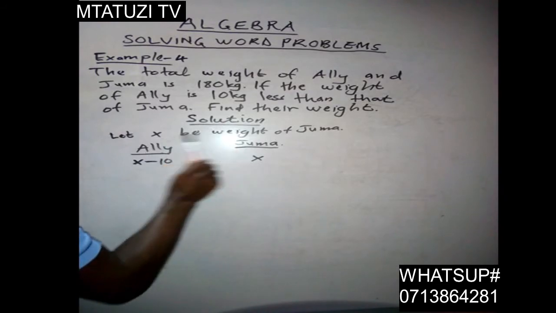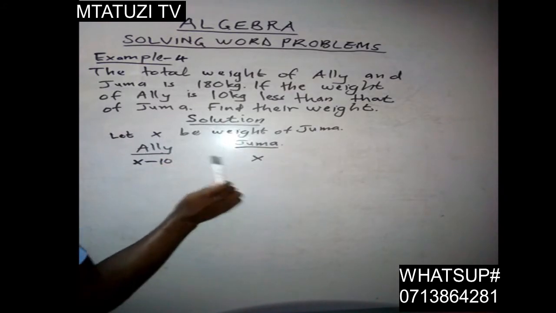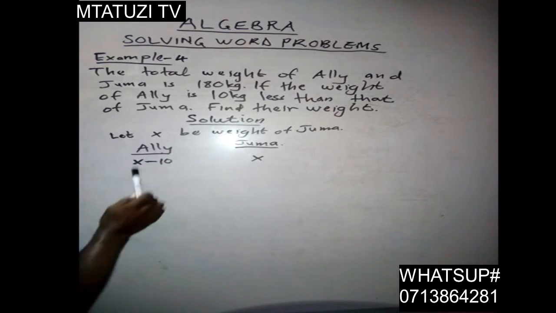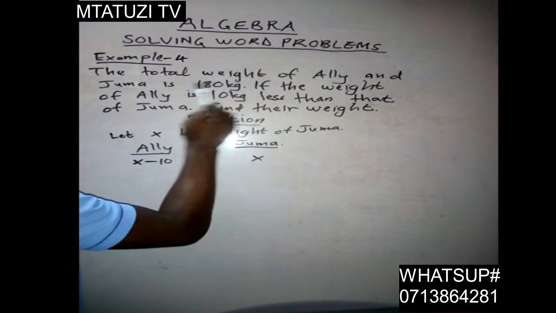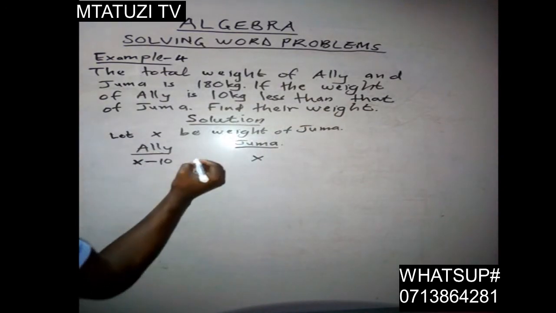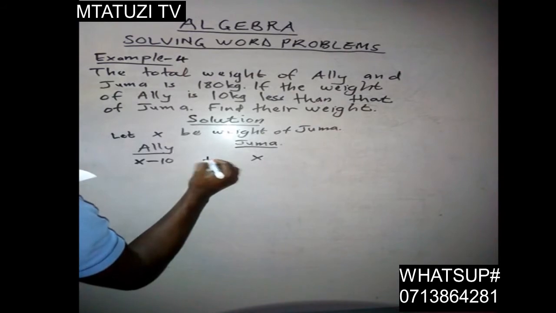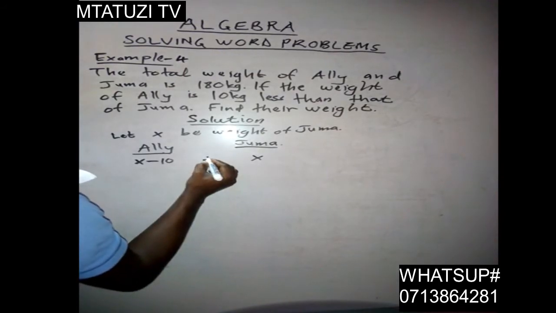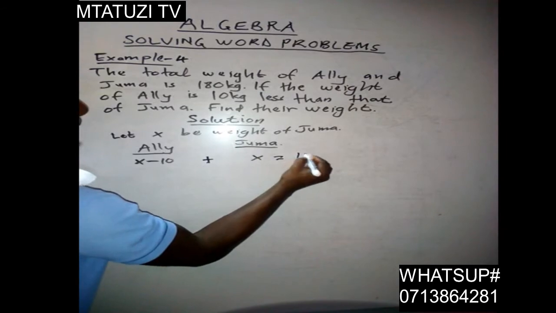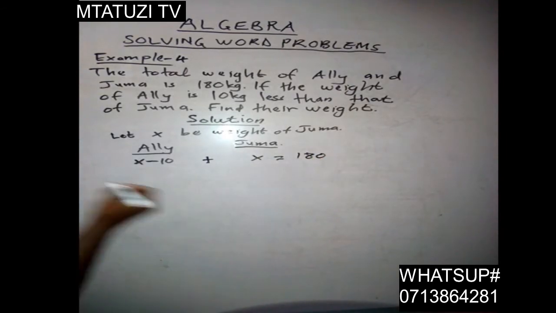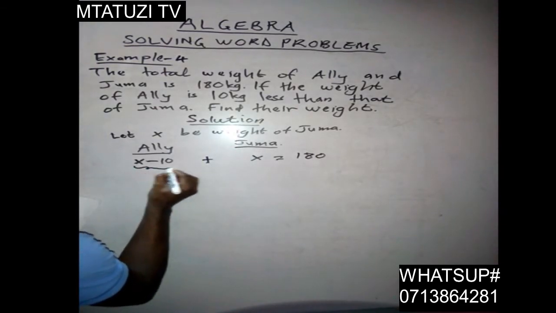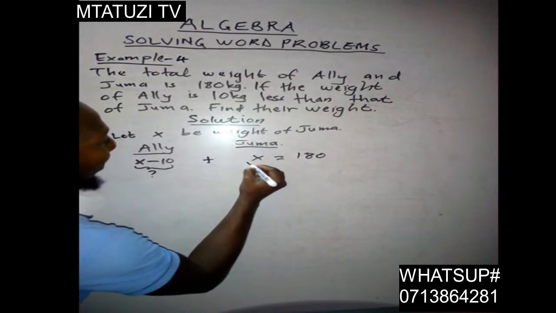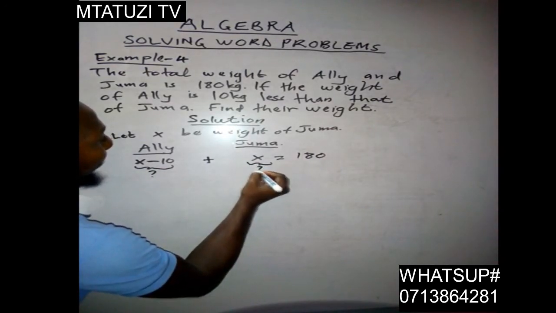Kwa hiyo tukaleti, let x be weight of Juma. Kasema Juma kama ana x, basi Hari atakuwa na x toa 10. Lakini anakwambiaje swali, the total weight of Hari and Juma is, sasa jumla ya uzito wa hawa watu wawili, Juma na Hari, jumla yao sawa sawa na ngapi? 180 kilogramu. Anakwambia tafuta uzito wa kila mmoja, tafuta uzito wa Juma.